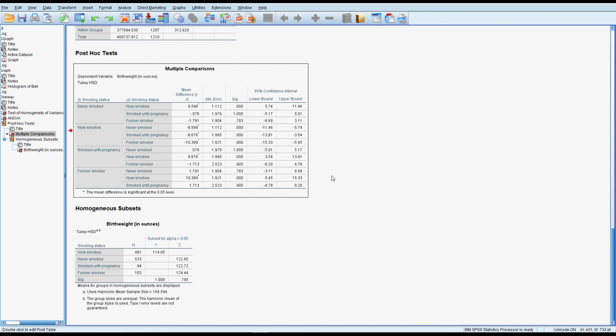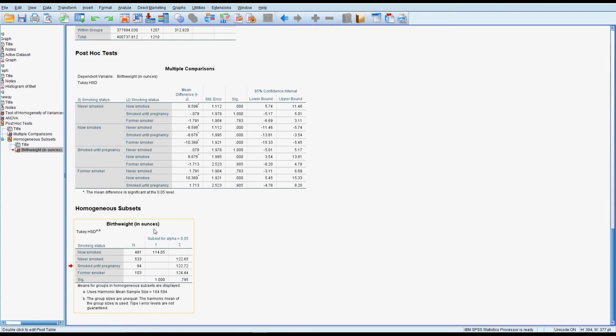You get two versions of the output. In most cases they match up. On very rare occasions they don't match up between this output and the homogeneous subsets, and that's where you might want to run a different test, but in most cases this will be completely fine. So this is Tukey's honestly significant differences, and I feel like this is probably the easiest output to understand.